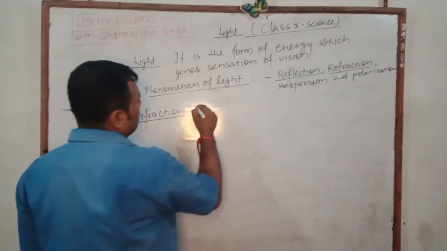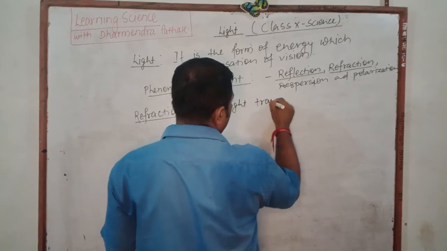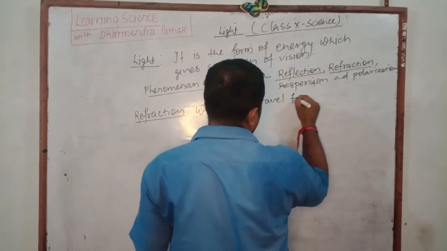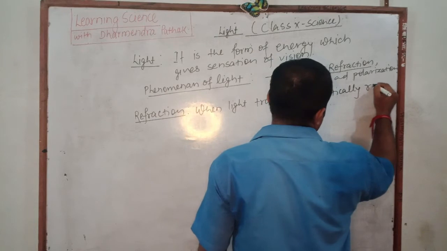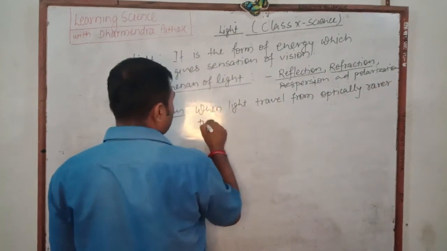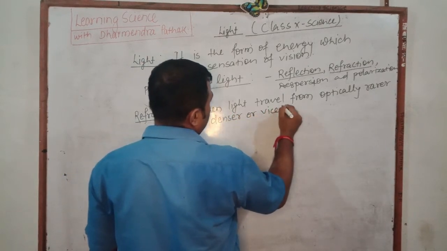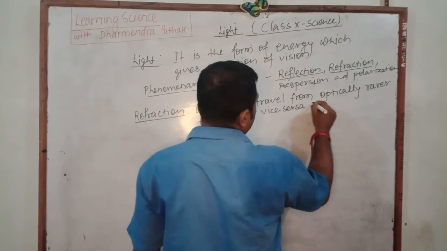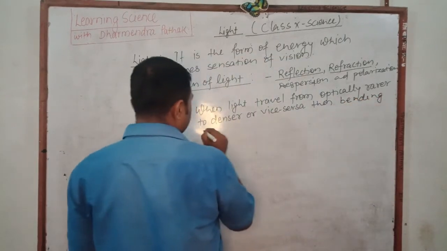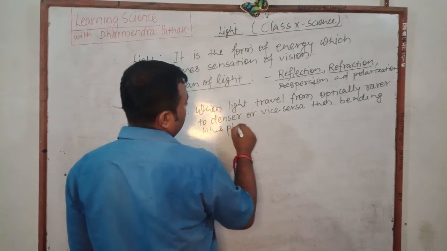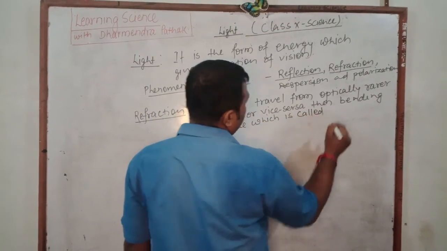And how do we define it? When light travels from optically rarer to denser or vice versa, then bending takes place, which is called refraction of light.